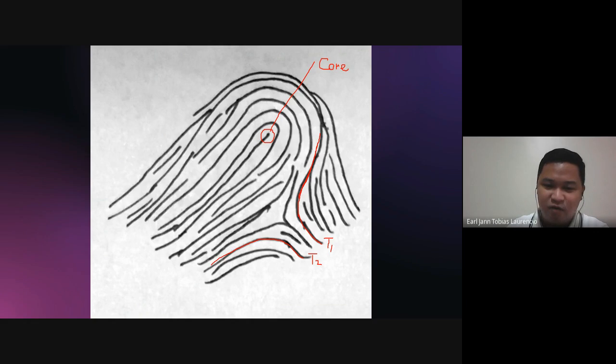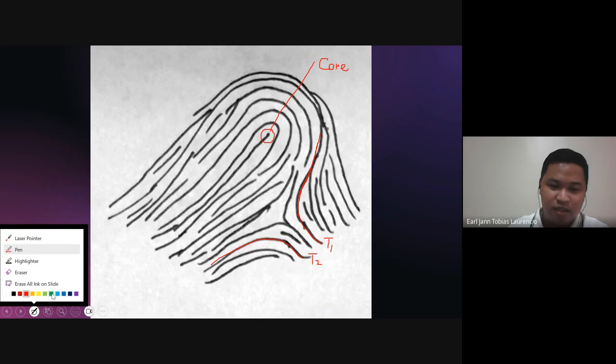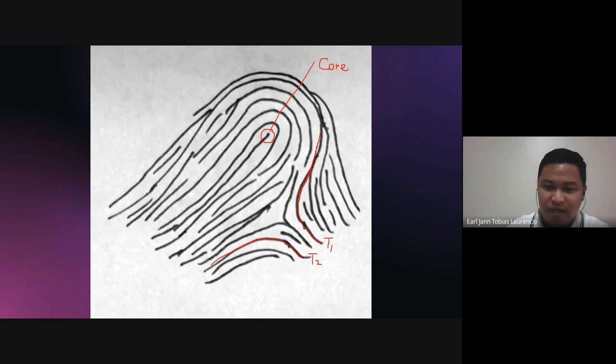Okay? Now we will put a line so that you will not be confused, a line that will indicate the point of divergence. So that is the point of divergence, the one with color green.